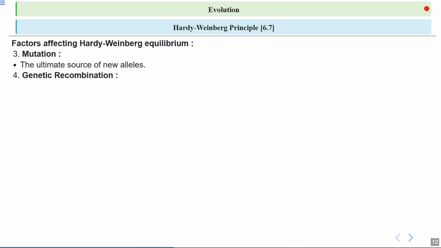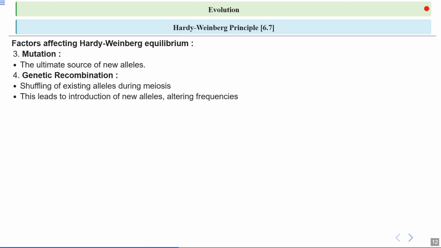Next is genetic recombination. This is also a source of variation. In recombination, what happens? There is an exchange of genetic material. Clear? Now you can see shuffling of existing alleles during meiosis. In meiosis, genetic recombination occurs, crossing over occurs. Due to this, there is a shuffling of the existing alleles. So new combinations are made, which leads to variation. So this leads to introduction of new allele combinations, altering the allele frequencies.